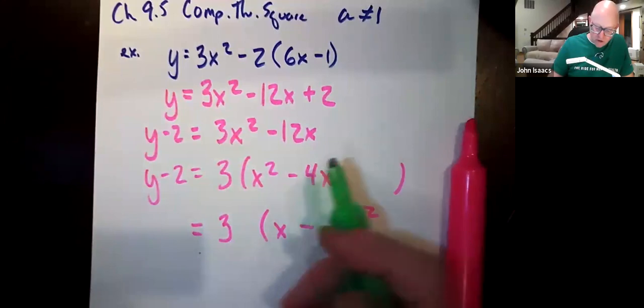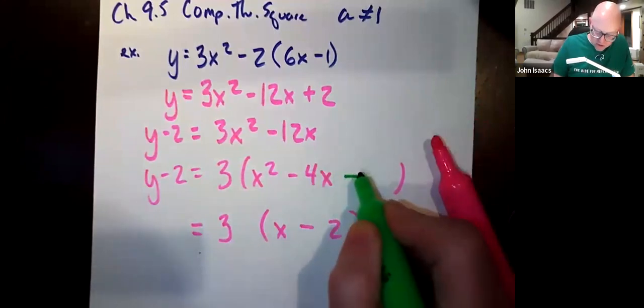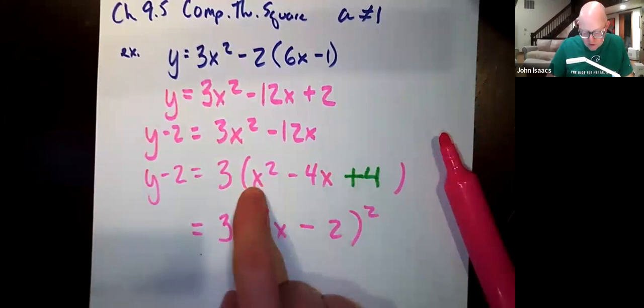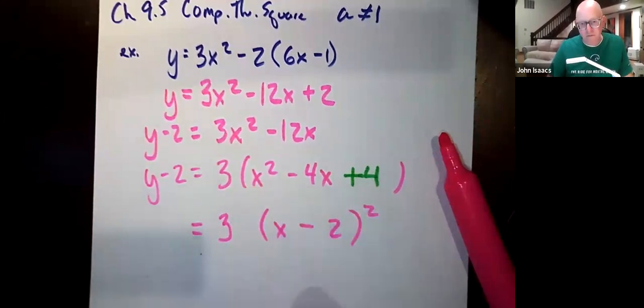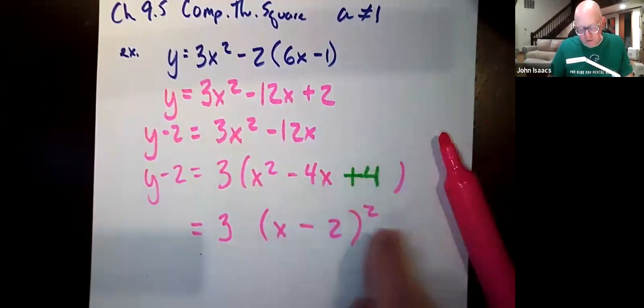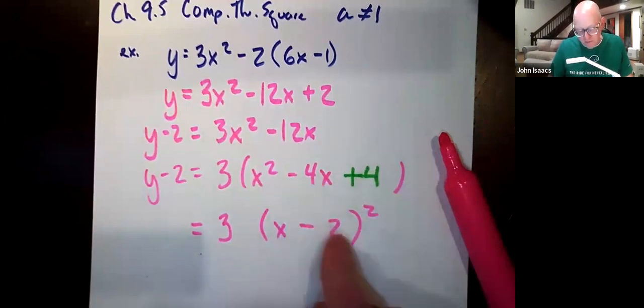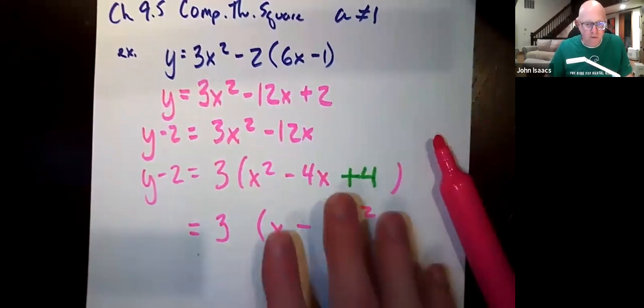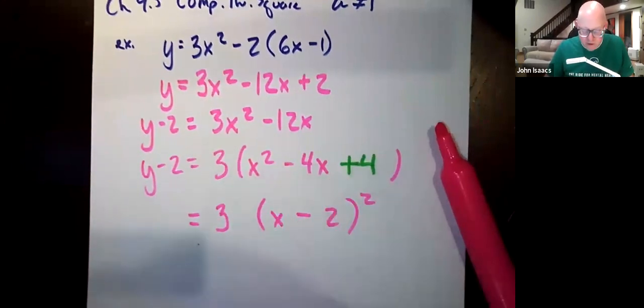I'm going to use a different color for this. This is plus 4. Now, that's because x minus 2 squared is equal to x squared minus 4x plus 4. It just so happens that this 4 and 4 are the same. It only happens when we have a 4 here because 2 plus 2 is 4 and 2 times 2 is 4. So that happens only in that particular number, but so be it.